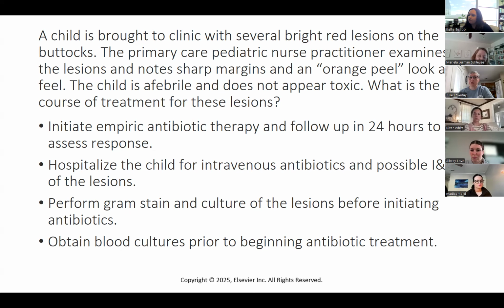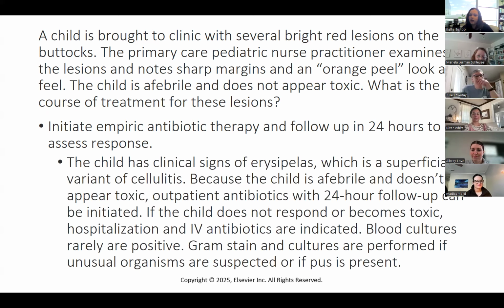I will say the first one. Yeah, I was gonna say hospitalized. Yeah, it's the first one. And it was on that slide. I kind of skipped over it. Oh, I didn't see that. But it was on the slide.